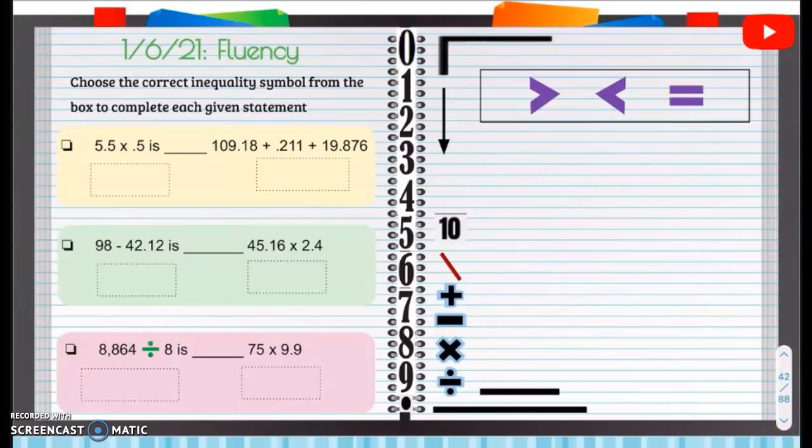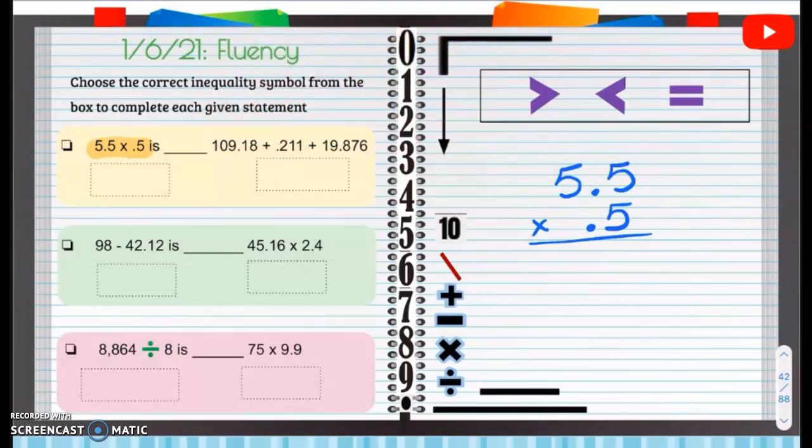All right, so let's take a look at this first one over here. 5 and 5 tenths times 5 tenths. So we're going to do 5.5 times 0.5, I'm sorry, 5 tenths. Now we can multiply. Remember, you don't need to line them up.